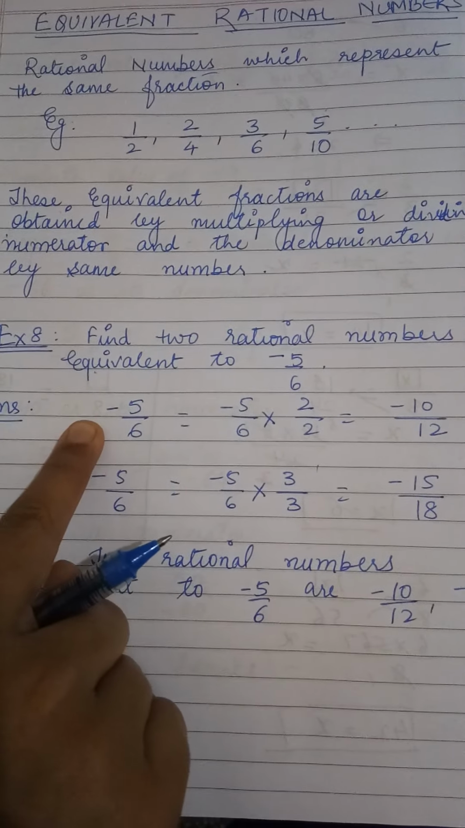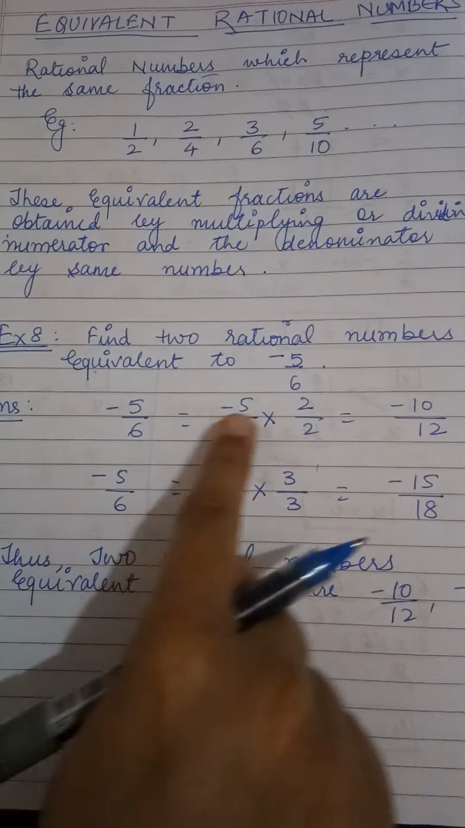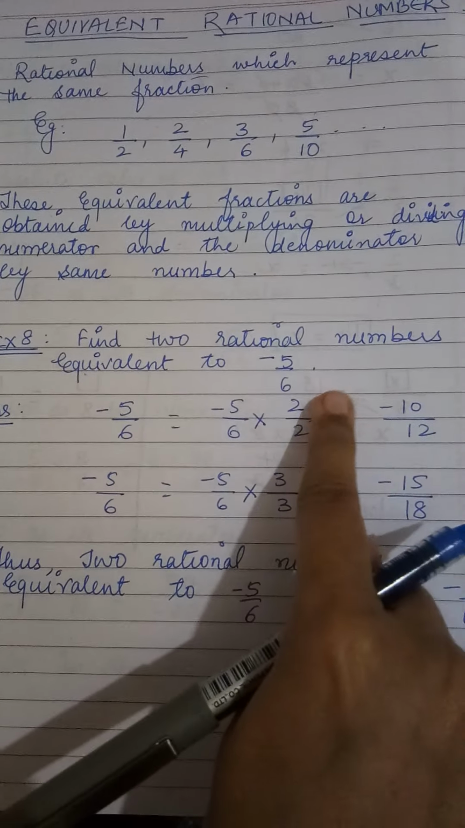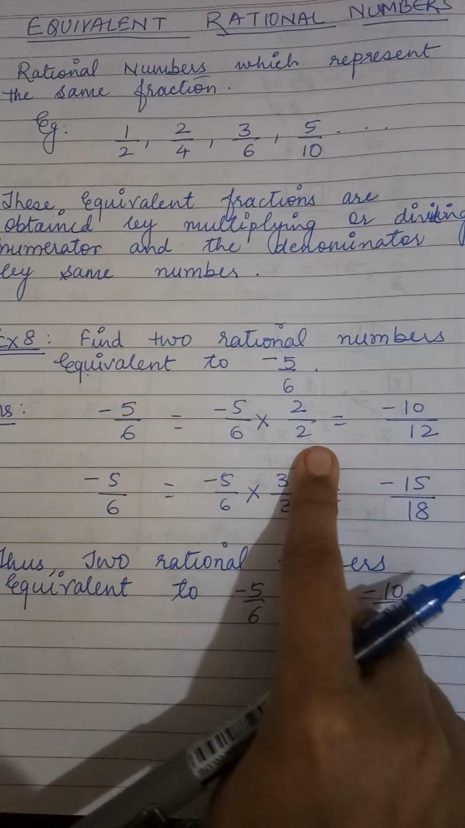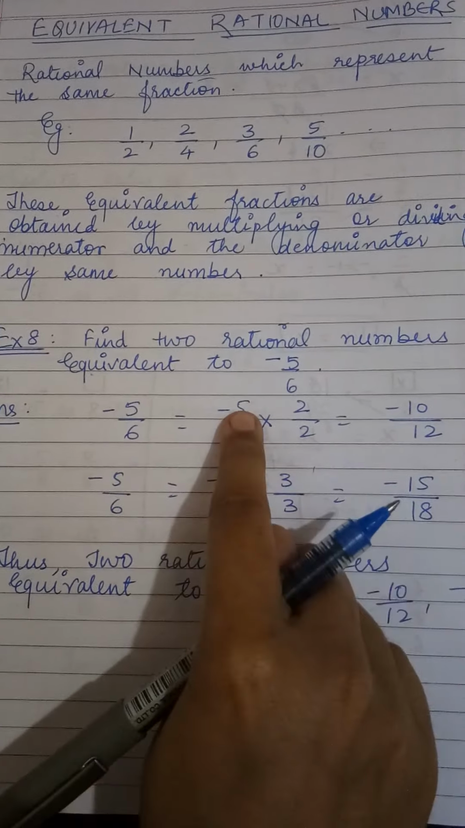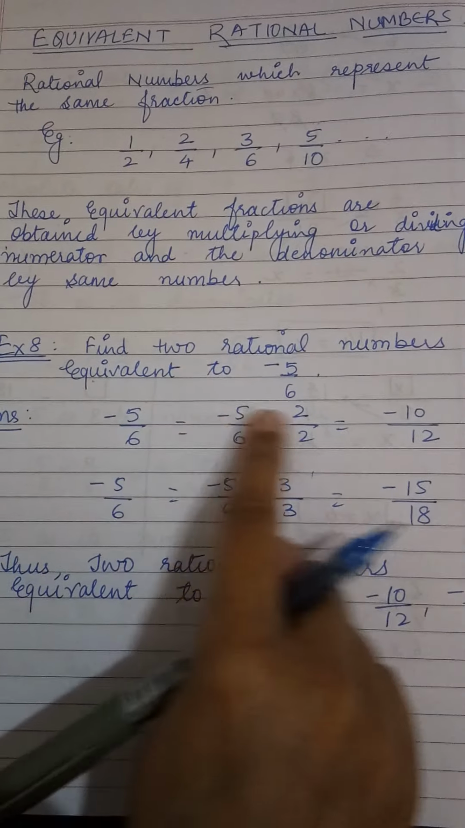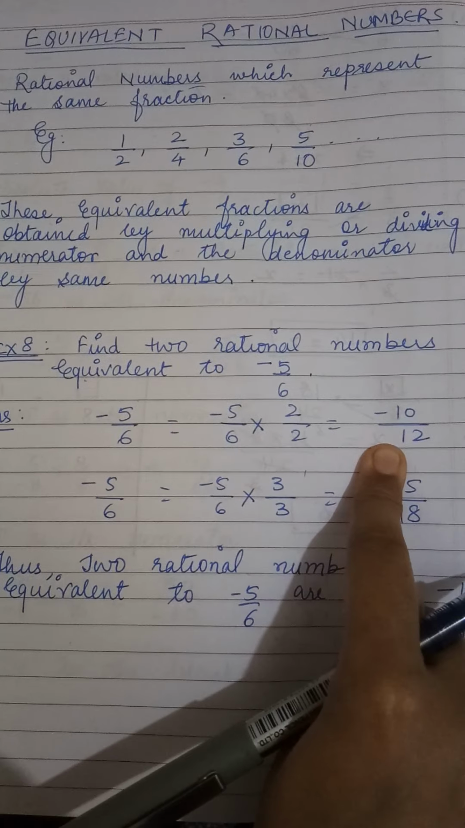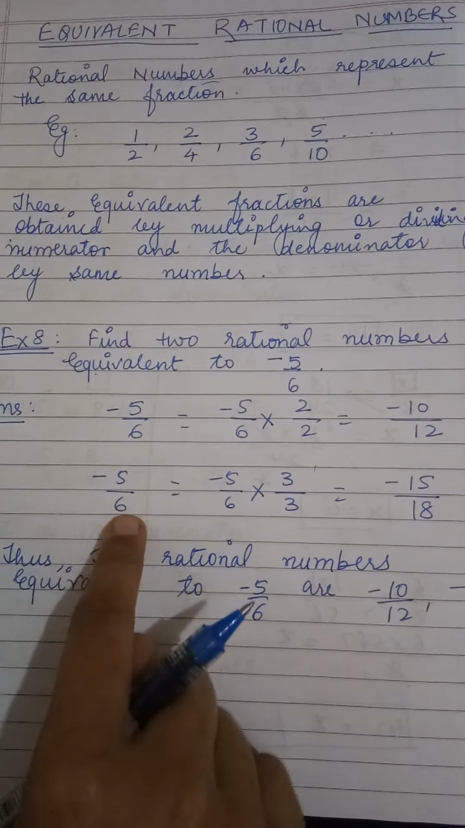Like for example, minus 5 upon 6 is there, and if I want to get the equivalent fraction, I will be multiplying with the same number and dividing with the same number. So what I have done is multiplied by 2, divided by 2. 5 2s are 10. What is there? Plus minus minus. And here plus plus is there. So what will come here? Plus will come here. Next is minus 5 upon 6.